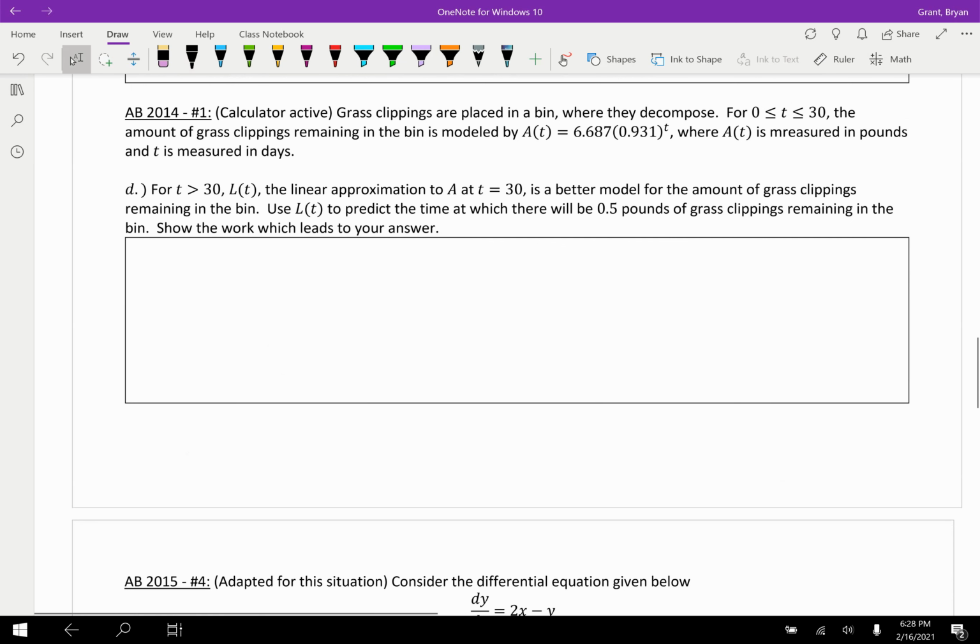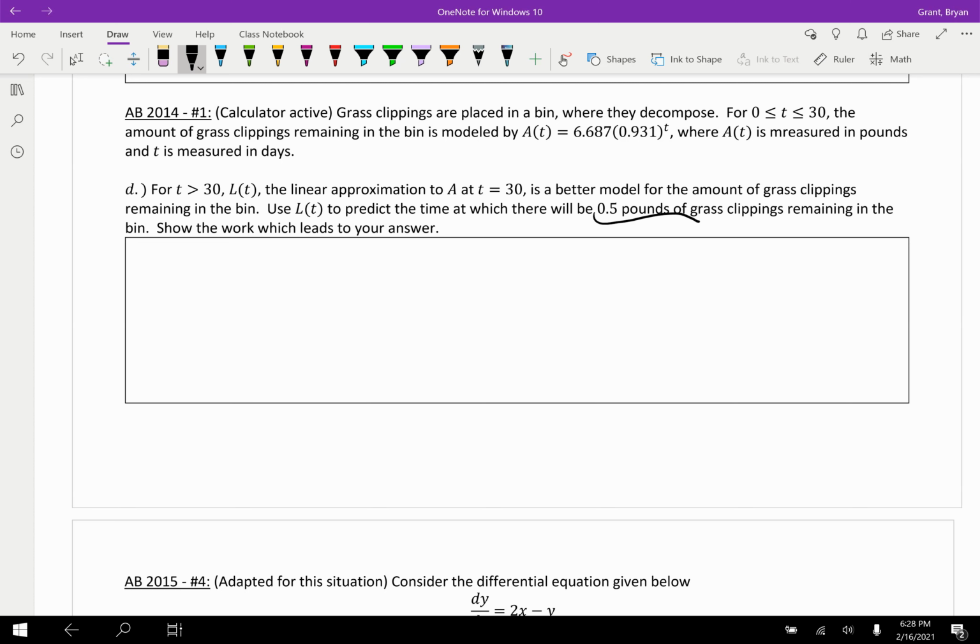All right. Grass clippings problem. Grass clippings are placed in a bin where they decompose. For 0 to 30, the amount of grass clippings remaining in the bin is modeled by A of t, where A of t is measured in pounds and t is measured in days. So we're going 30 days in a bin decomposition. For t greater than 30, L of t, the linear approximation, is a better model for the amount of grass clippings remaining in the bin. Use L of t to predict the time at which there will be 0.5 pounds of grass clippings remaining.